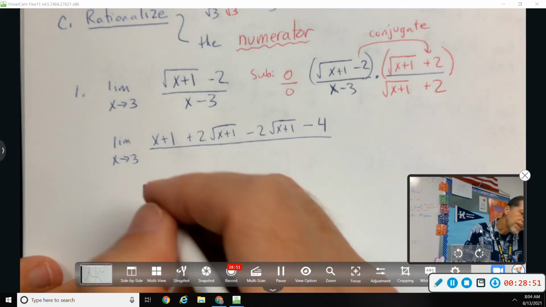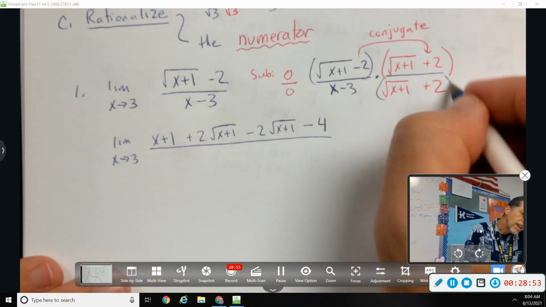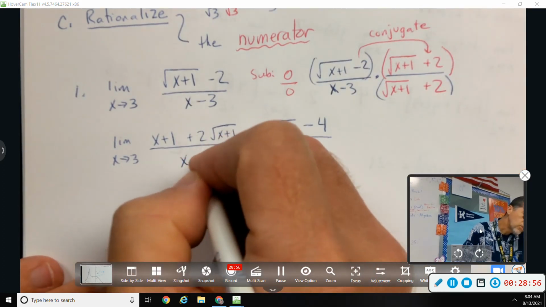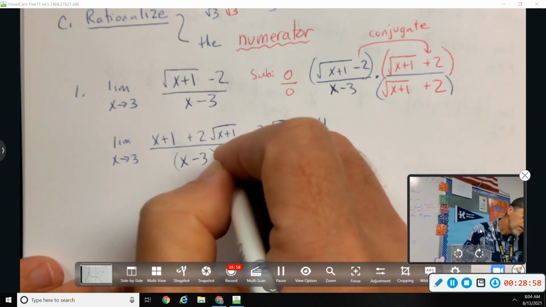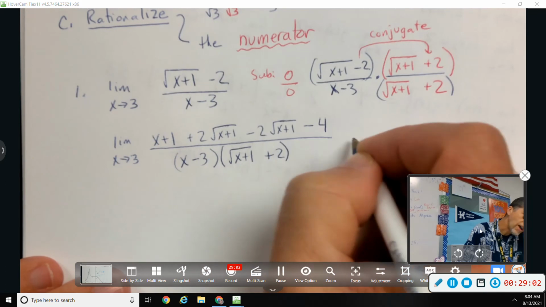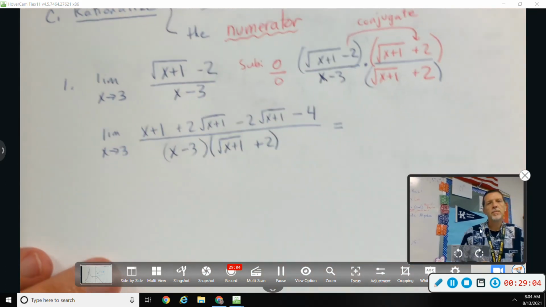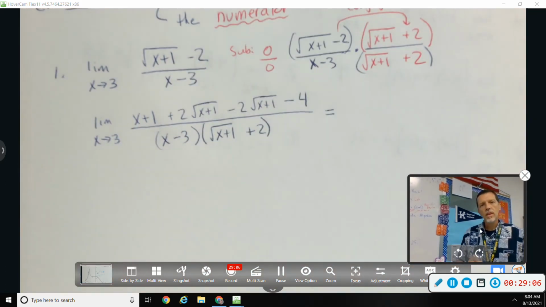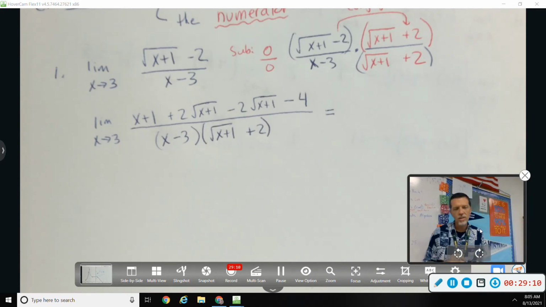In the bottom, it might be tempting to distribute, but don't distribute the bottom. Leave it as is, and we'll see why in just a minute. So just leave the bottom set up to multiply, but don't distribute.